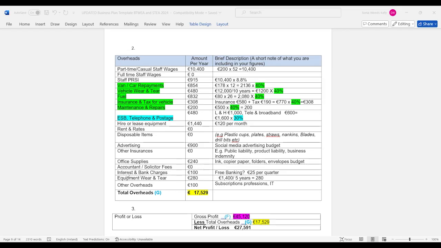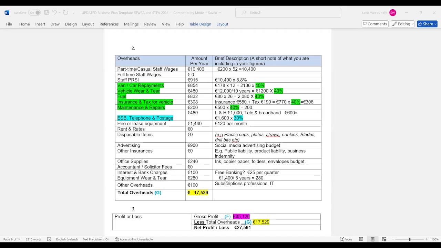The next one is interest and bank charges. If you have free banking, I know that some banks offer free banking for new business owners, just put 0 in here. If not, estimate what your bank fees are, and they're generally calculated per quarter. So I'm estimating that they're 25 euros per quarter, which will be 100 euros.